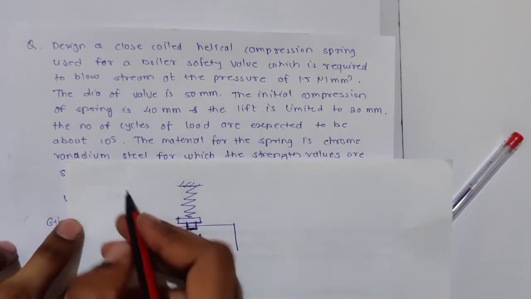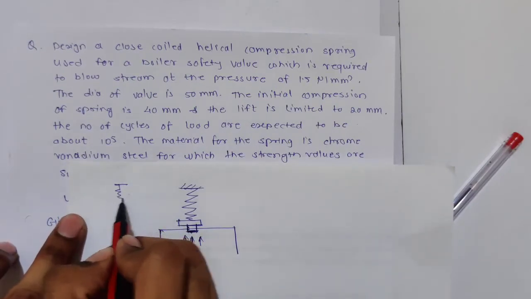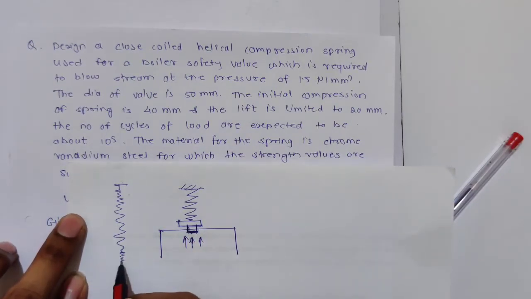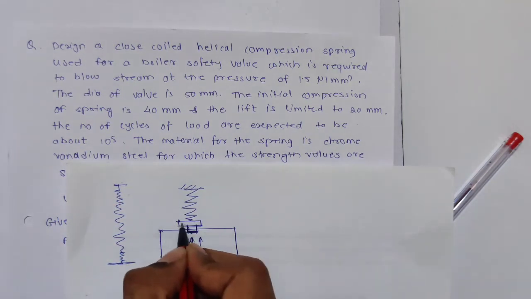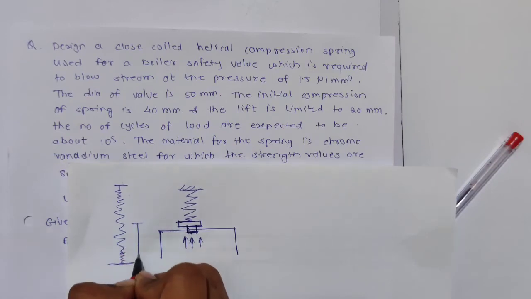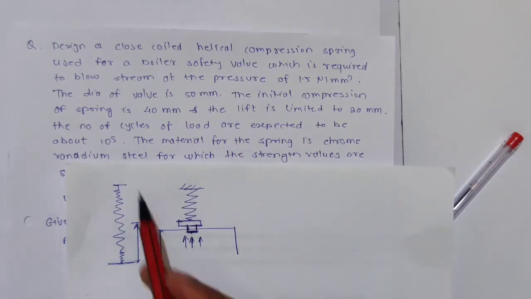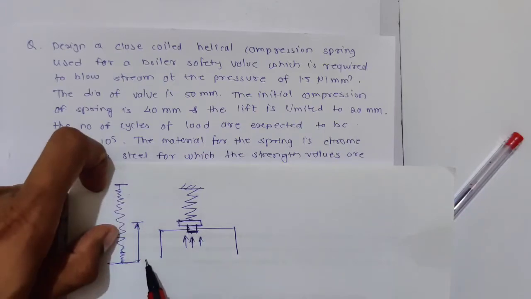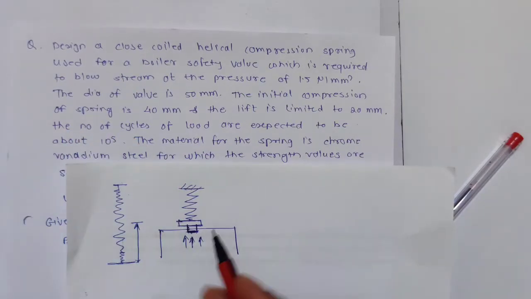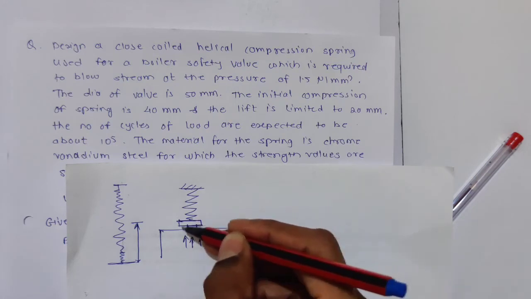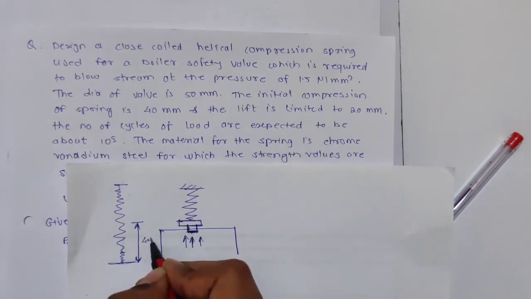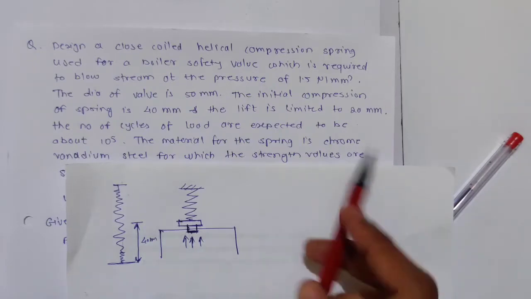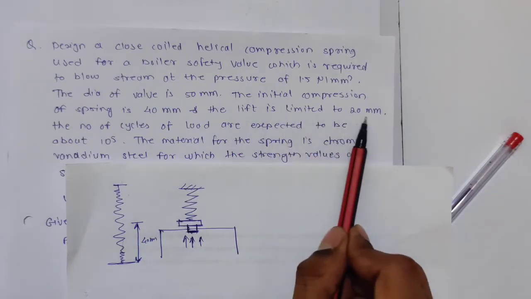Why? Because first that spring was like this, it has free length up to here. Okay, we compressed it and we made like this. So this was initial compression. So at free state, when there is no force, it was like this. We compressed it and we made like this. So now it is exerting force on this wall. Okay, so this initial compression is 40 mm. Okay, and the lift is limited to 20 mm.